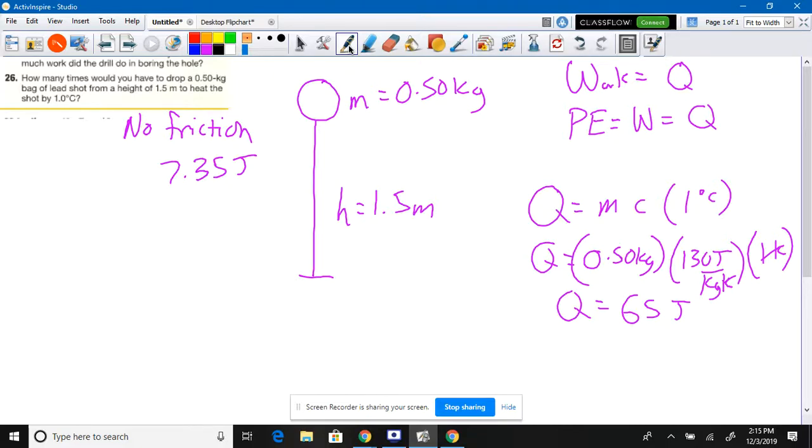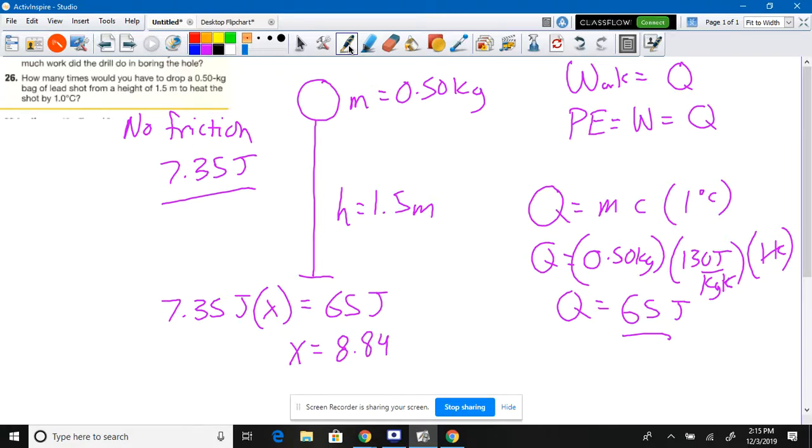So how many times would you need to drop the thing to get 65 joules of energy? If your potential energy is 7.35 from that height, it's very simple. 7.35 joules times X equals 65 joules. 9 times. 8.84 times.